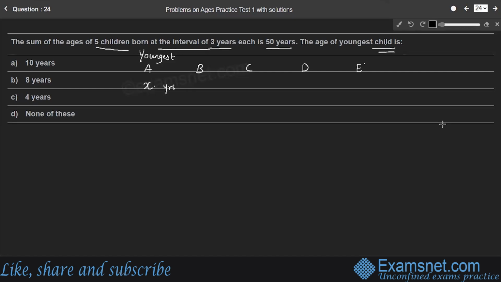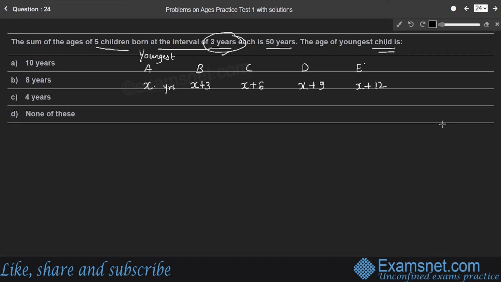And the next child. After A, the age gap between A and B is 3 years, since they are born at the interval of 3 years. So the age gap between two consecutive children will be 3 years. Therefore, B's age becomes x plus 3 years. C's age becomes 3 years more, x plus 6 years. D's age will be x plus 9 years. E's age will be x plus 12 years.